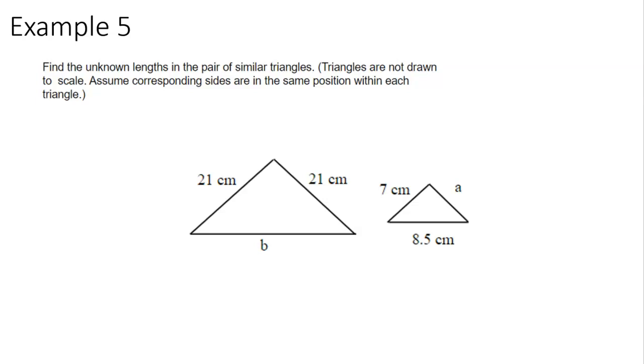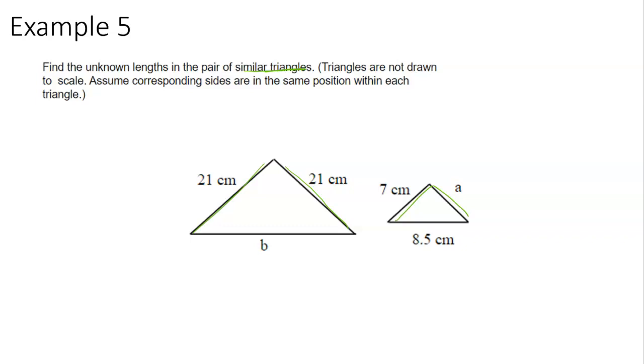All right, let's continue with an example before your next exploration, and you try just to bring that similarity back. So find the unknown lengths in the pair of similar triangles. They say that they're similar, and they're not drawn to scale. Assume corresponding sides are in the same position within each triangle. So they're telling us, hey, this corresponds to this and this corresponds to that, which is great because sometimes it's really hard to tell, and they should tell you.